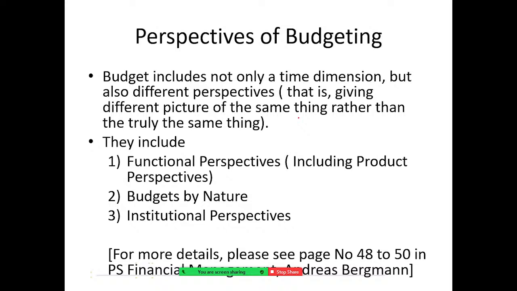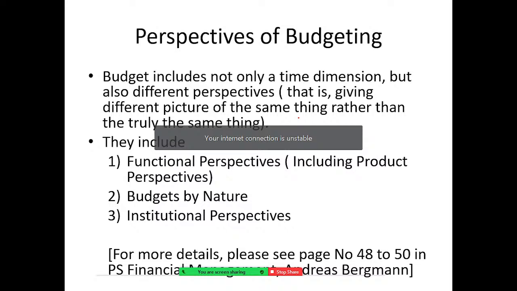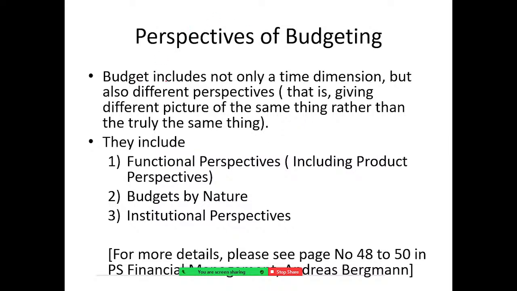The perspective of budgeting, the views of the budget. A budget includes not only a time dimension. Some people argue that budget is the quantitative expression of expected revenues and expected expenditure for the next year. This is one dimension, one kind of view, one perspective, but different perspectives give a different picture of the same thing. When we ask our students, they simply say it's a proposal for the next year, how the government is going to raise funds and allocate the funds.